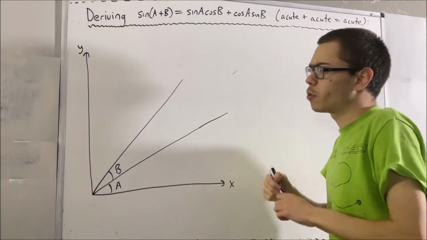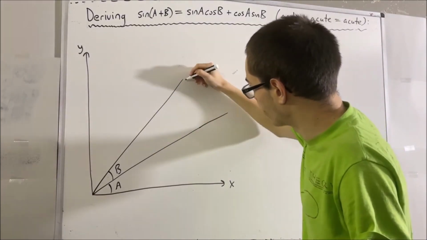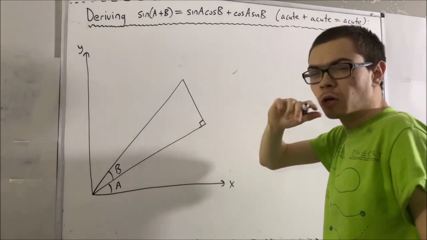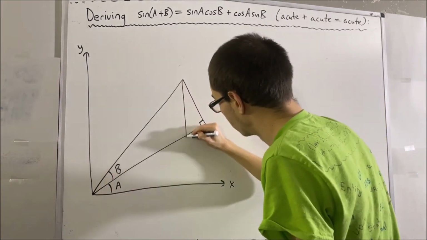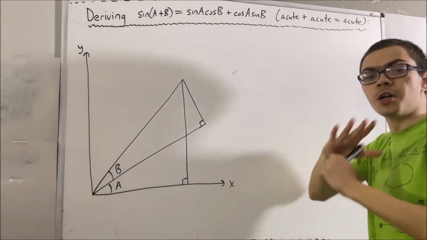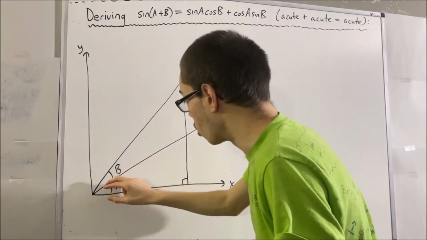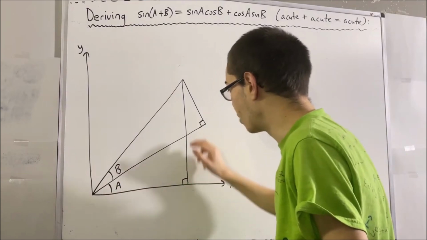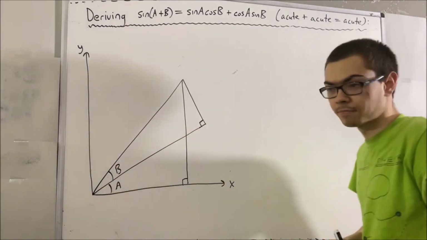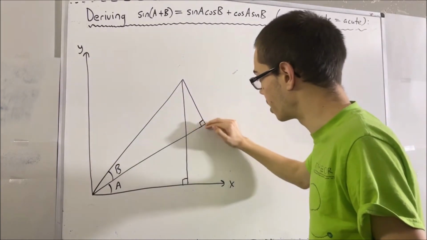Now what I'm going to do is I'm going to drop a perpendicular from this point onto this line. Next, I'll also drop a perpendicular from this point onto the x-axis. And so at this point, notice we now have a right triangle containing angle A, a right triangle containing angle B, and a right triangle containing angle A plus B. But we also have another right triangle in here, right? We have this right triangle.